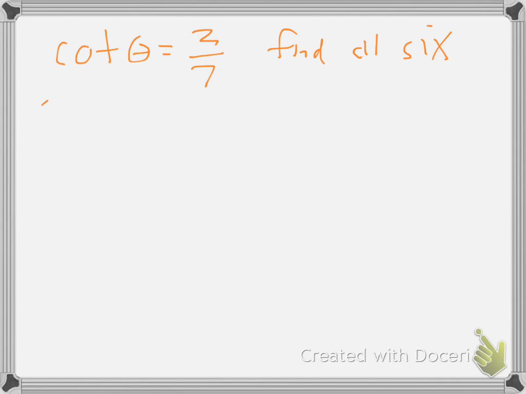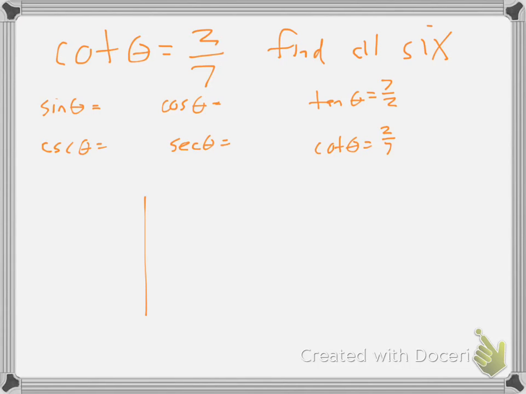I'm going to try this time. Sine theta, cosecant theta, cosine theta, secant theta, tangent theta, cotangent theta. Which one do we know? We don't know the first two, we know the last one. Cotangent is 2/7. So the tangent is 7/2. Now what we need to do is form a triangle.